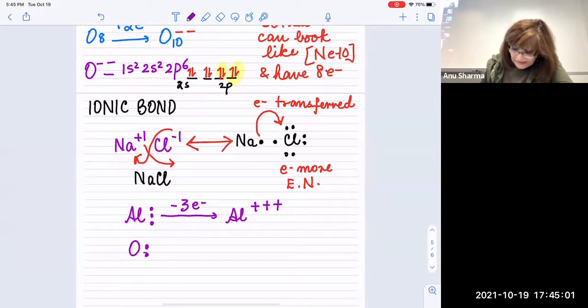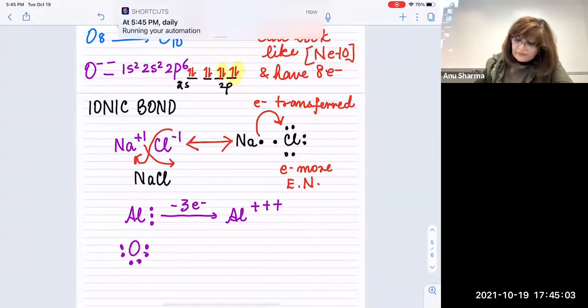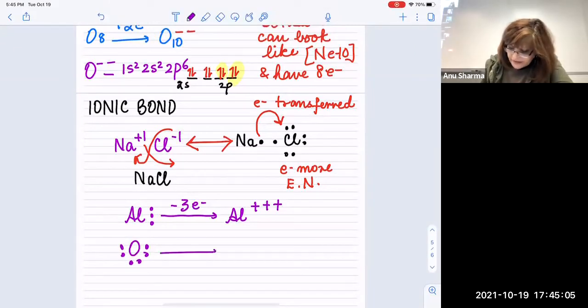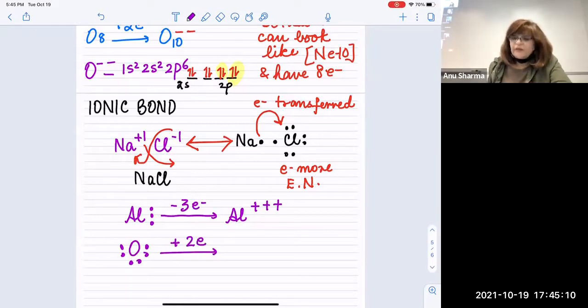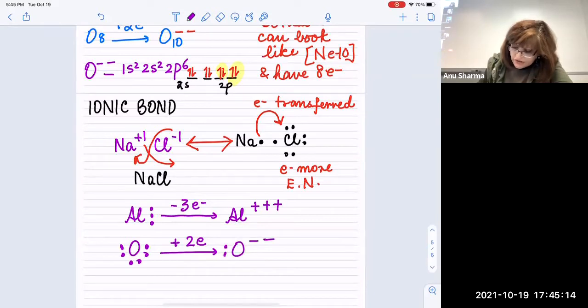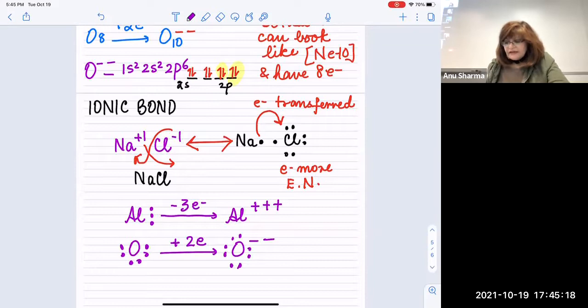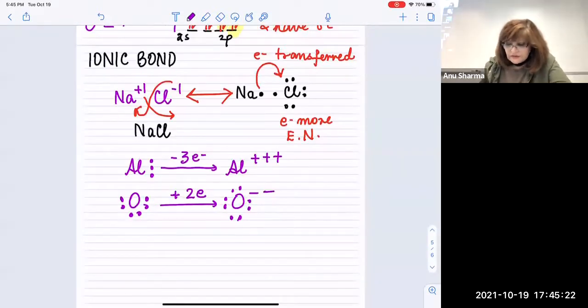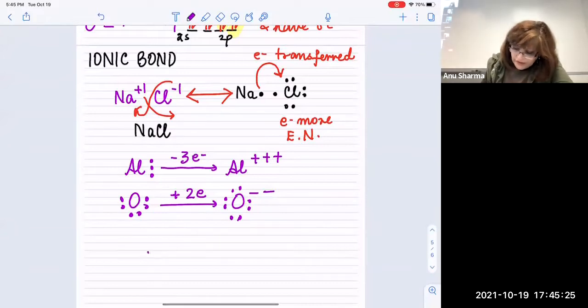Oxygen has 6 valence electrons, and it acquires 2 electrons that aluminum gives. And so oxygen gets 2 negative charges, but it has 8 electrons in its last shell. Aluminum will also have 8 electrons in its last shell, but this is what the scenario looks like. So here comes aluminum with its +3 charge, and here comes oxygen with its -2 charge.